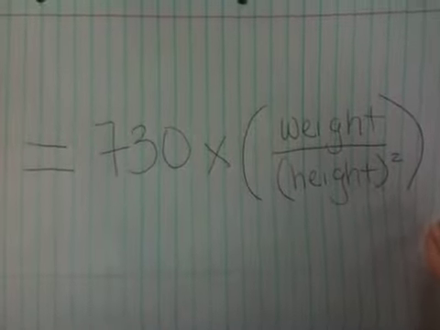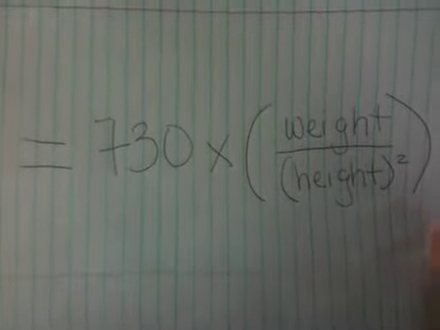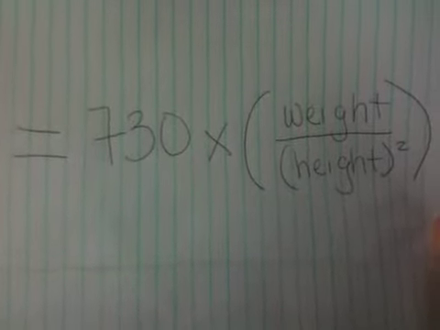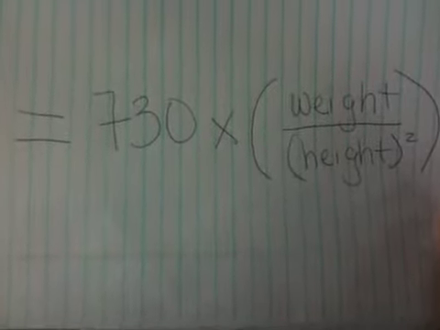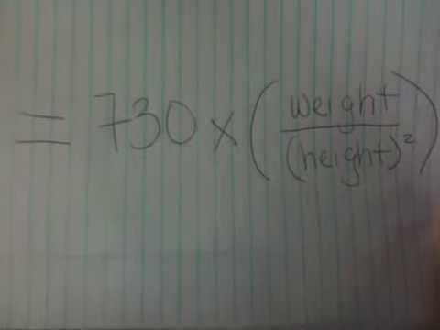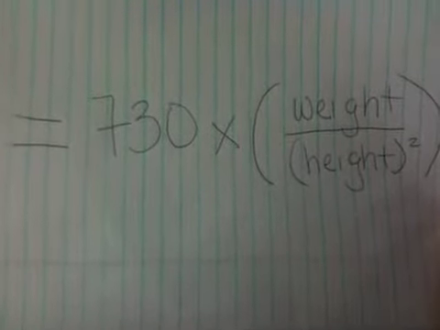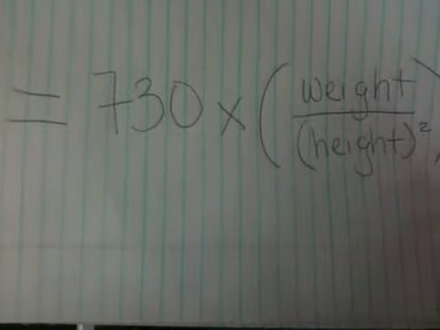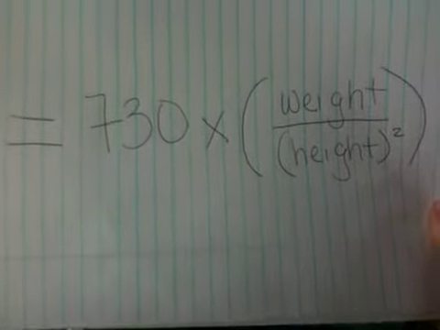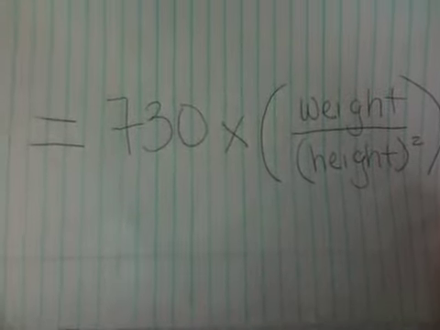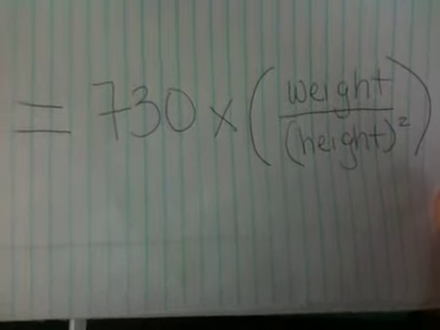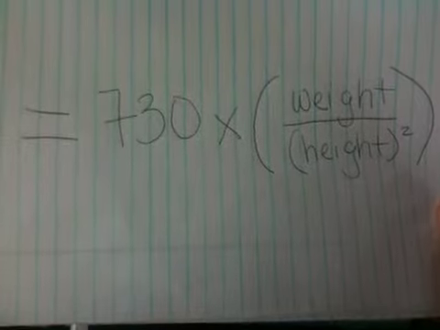And you have to add the 2 sets of parentheses because it's telling Excel that you want it to do weight over height squared, do that formula first, and then multiply that by 730, so that it doesn't do 730 times weight, get that number, and then divide by height squared. So yeah, you just have to put the extra parentheses so it knows to actually calculate that fraction first, weight divided by height squared, and then multiply that number by 730.